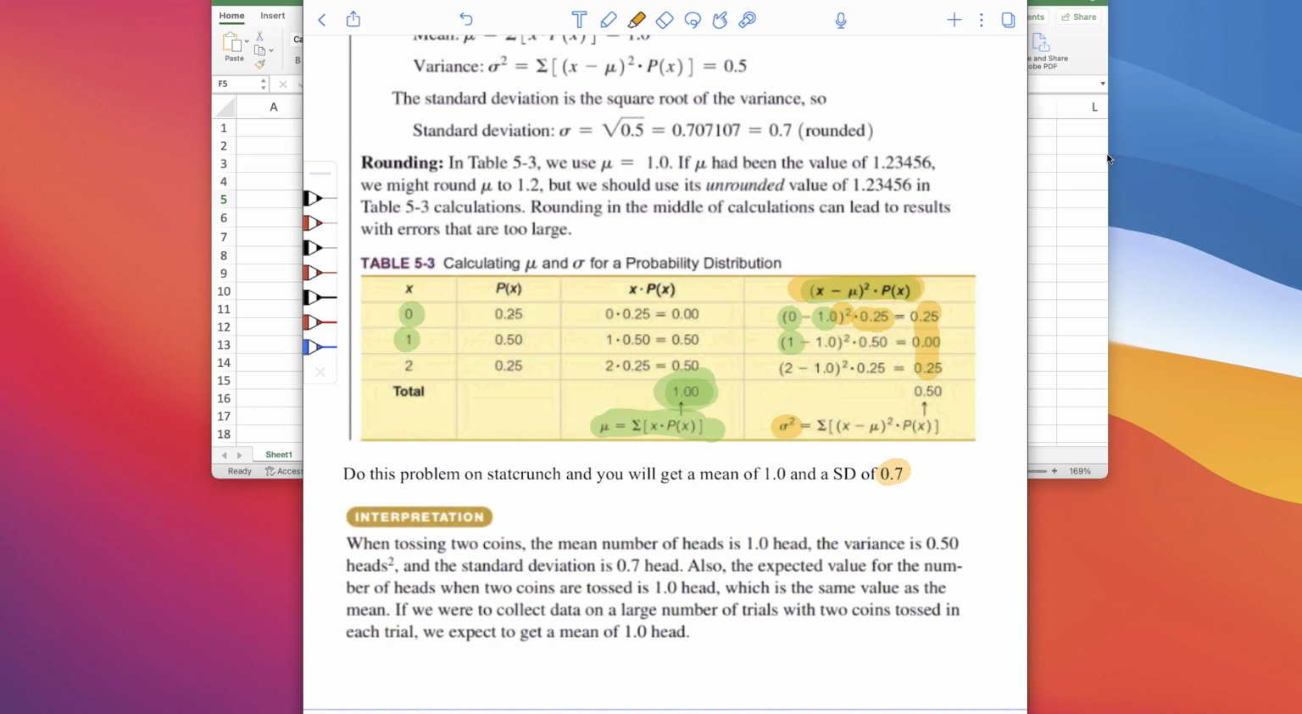If we collect data on a large number of trials with 2 coins tossed in each trial, we would expect to get 1 head. So we keep tossing and the average would be 1 head.